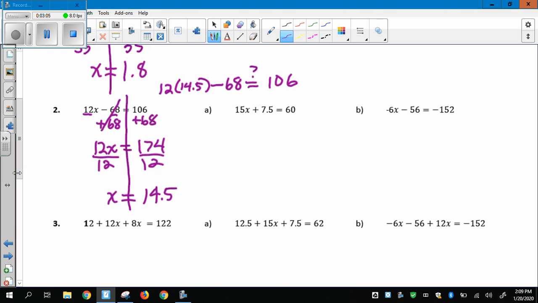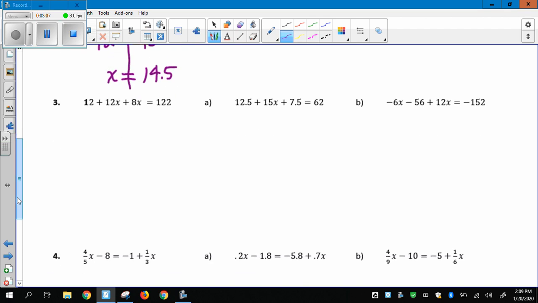Okay, the third equation we have here, you'll notice on the left side of the equation there's 3 terms. When you have a linear expression, you should have at most 2 terms if it's completely simplified. And the like terms that I have here are the 12x and the 8x. And I can combine those into one term. So right away I can make this simpler. 12 plus 8 is 20. So this equation becomes 12 plus 20x equals 122.